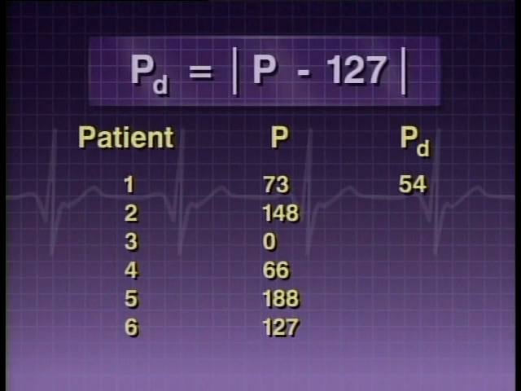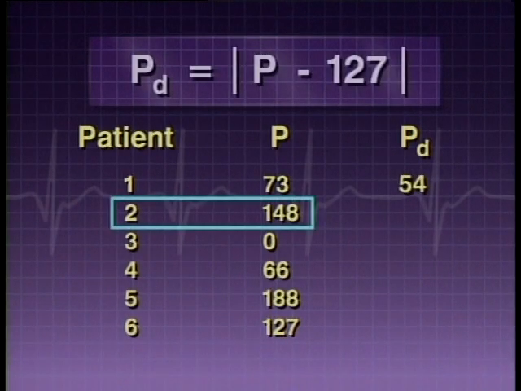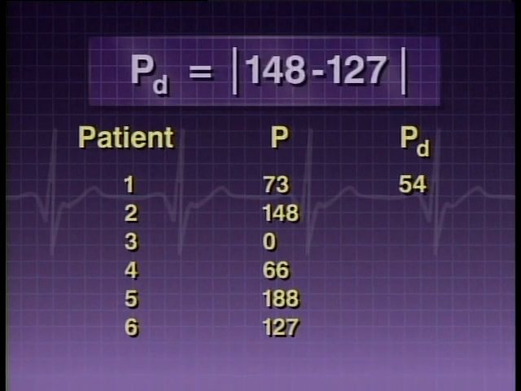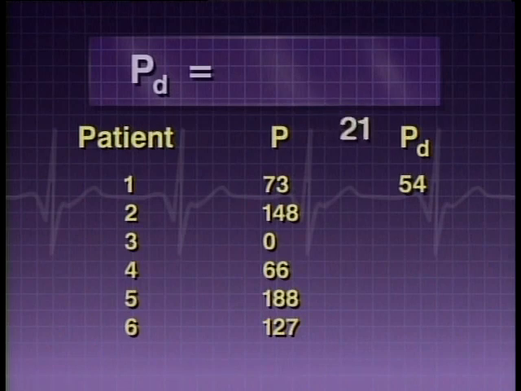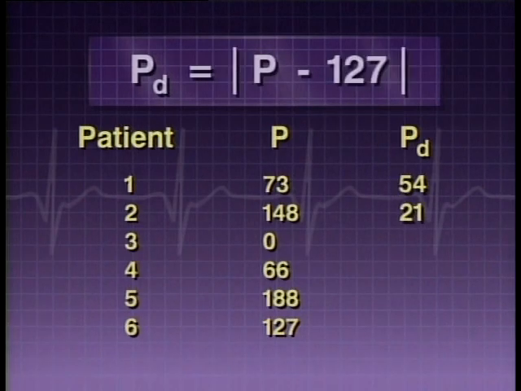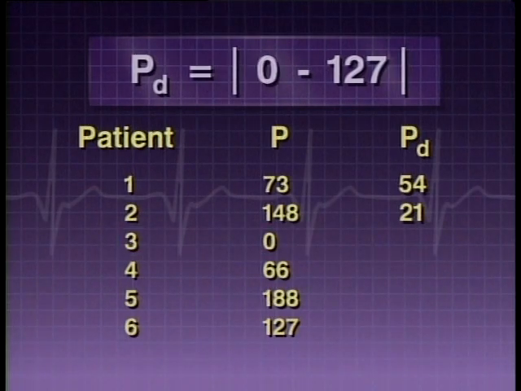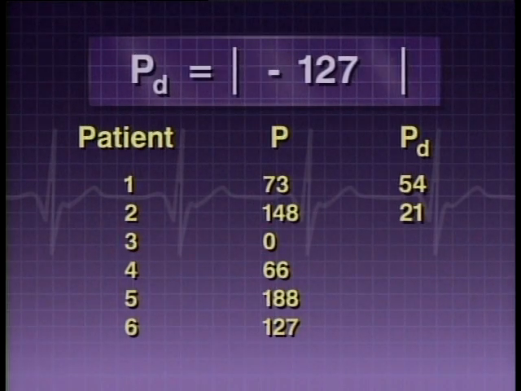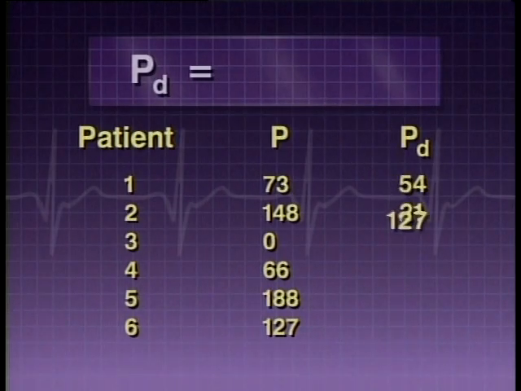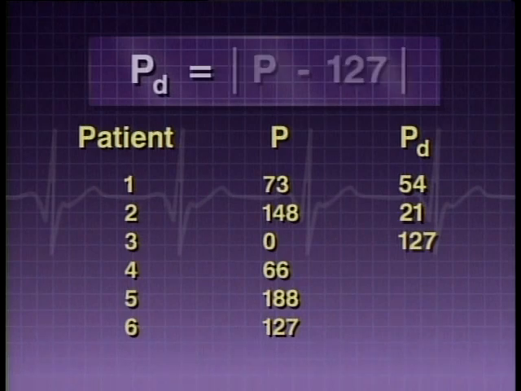The second patient's pressure is 148. Using the formula gives us the absolute value of 148 minus 127, or 21. Now, how about that third patient? Whoa, this guy's in serious trouble. His blood pressure is 0. With our formula, his index number then is the absolute value of 0 minus 127, which is 127. An index score that high means the person's already dead. Let's hope it was a typo.